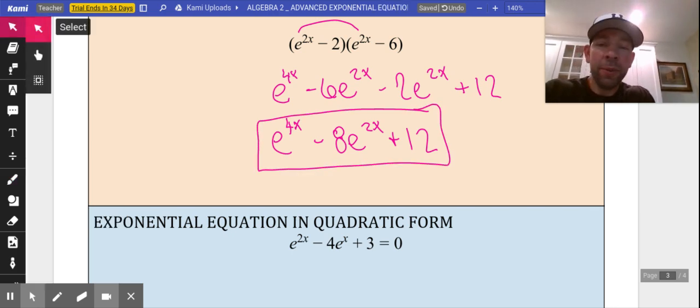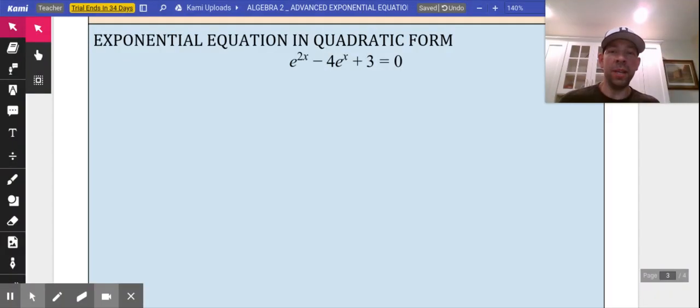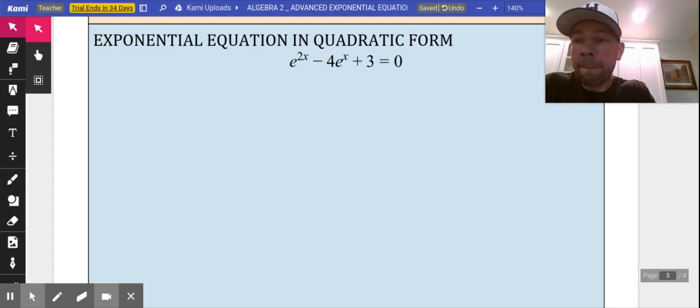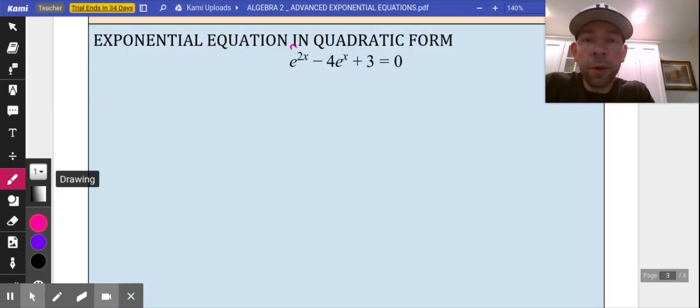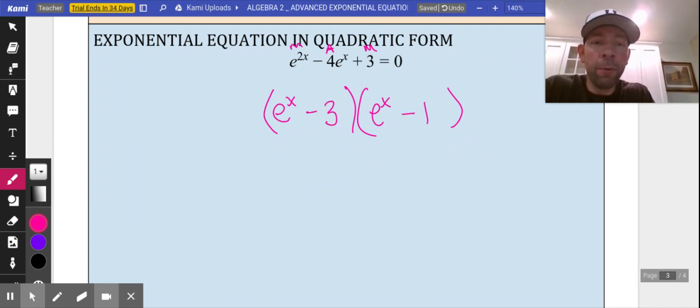Well, what we're going to do today, when we say we're going to factor, we're going to do the exact opposite of what we just did with the multiplication. So factoring is the undoing of that multiplication. And so when we see an exponential equation in what we call quadratic form right here, we're trying to factor this guy. And we'll start off with, what are the multiples of e to the 2x, right? We're thinking e to the x times e to the x is going to produce e to the 2x. Now I need the multiples of 3 that just happen to add up to negative 4, which is going to be negative 3 and negative 1.